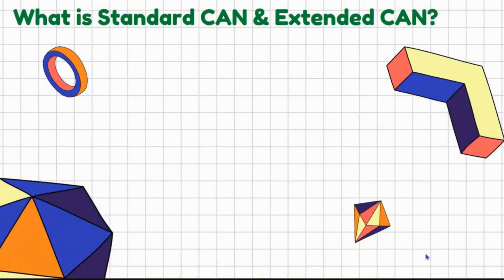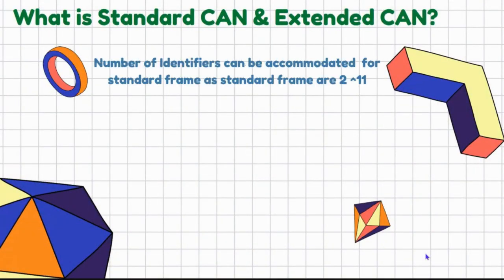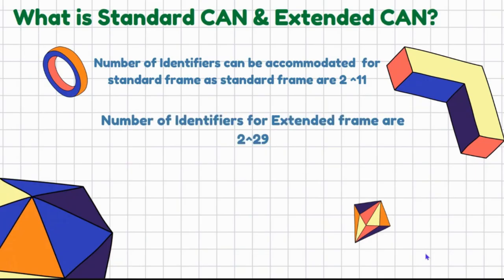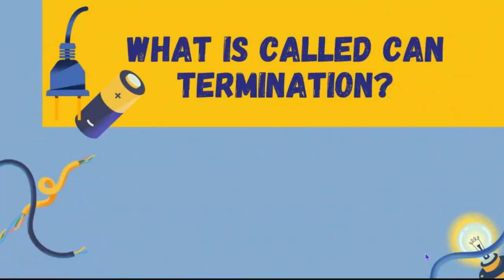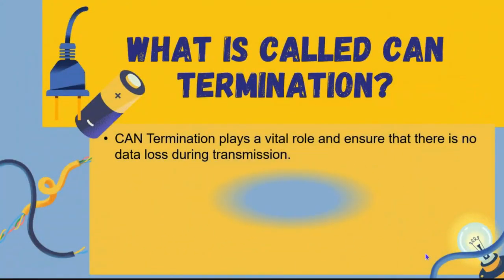What is the standard CAN and extended CAN? The number of identifiers that can be accommodated by the standard CAN is 2 power of 11, and the number of identifiers for extended CAN is 2 power of 29. The standard frame has an IDE bit of 0, and the extended frame has an IDE bit of 1.